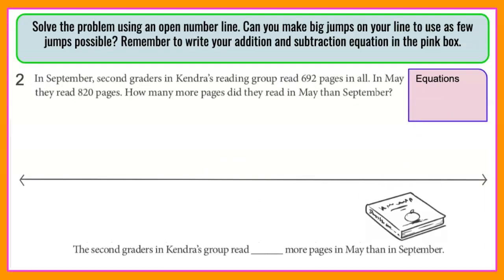Problem 2. In September, second graders in Kendra's reading group read 692 pages in all. In May, they read 820 pages. How many more pages did they read in May than September? Write your answer at the bottom here, and then 2 equations, 1 addition and 1 subtraction.